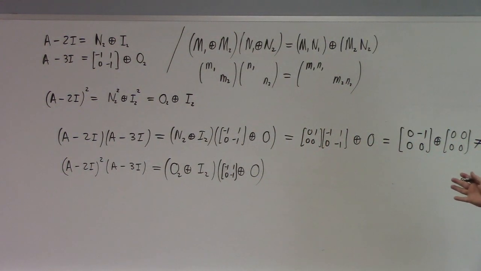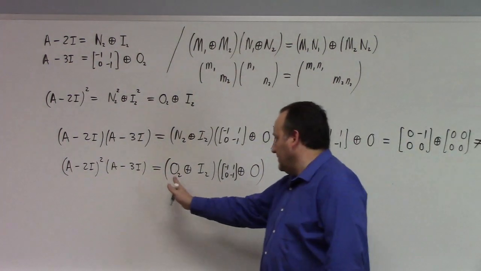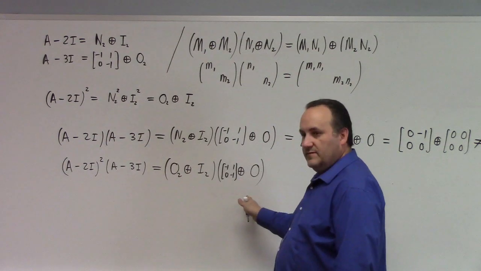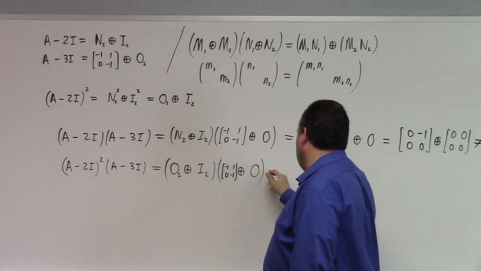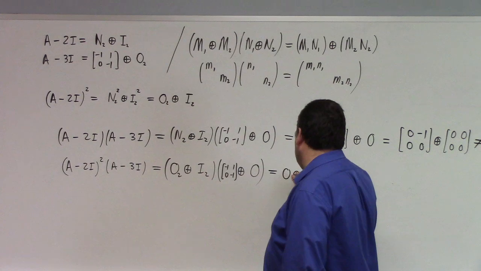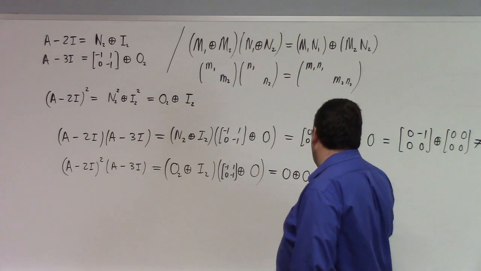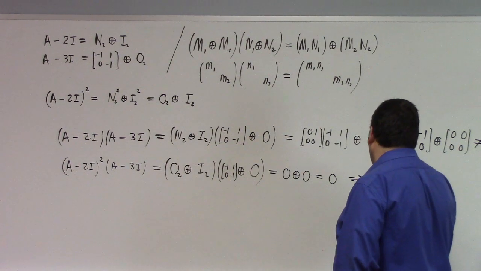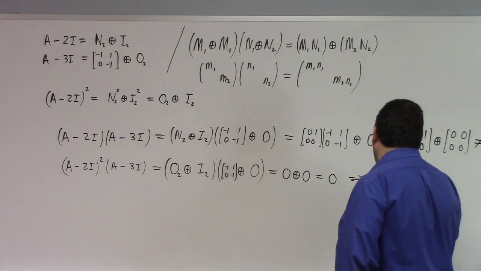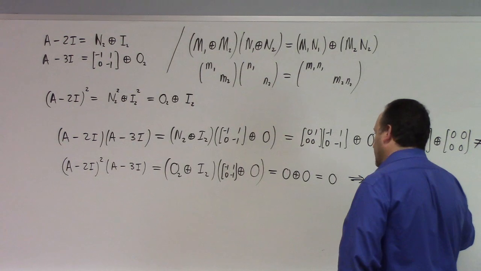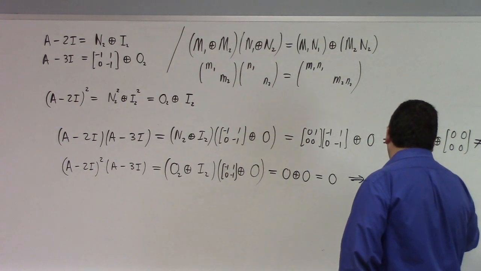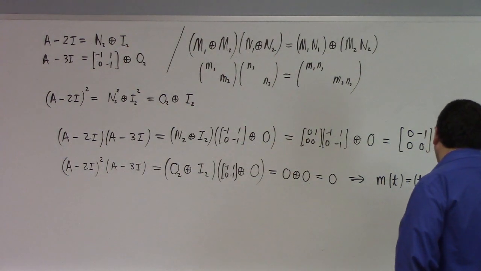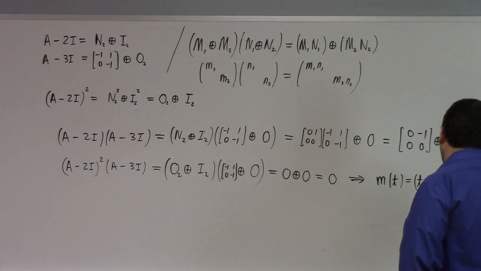So that's what it is, though. The thing is, you see you have a 0 here, and you have a 0 here. So when you do block multiply, you get 0 plus 0, otherwise known as 0. So this tells me, by just rote calculation, that the minimal polynomial in t is simply t minus 2 quantity squared times t minus 3, like that.